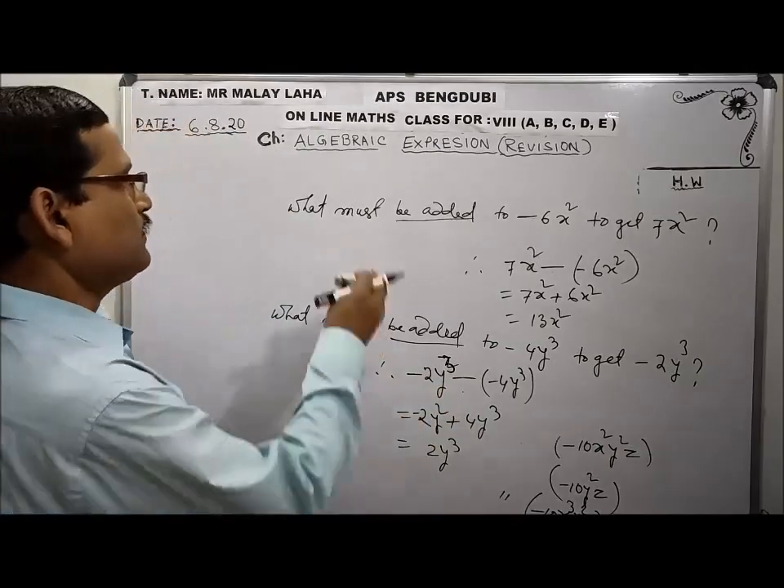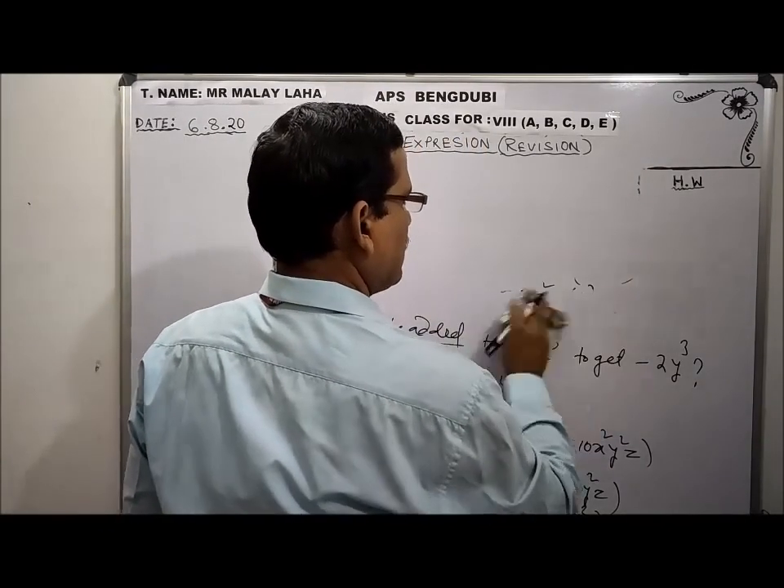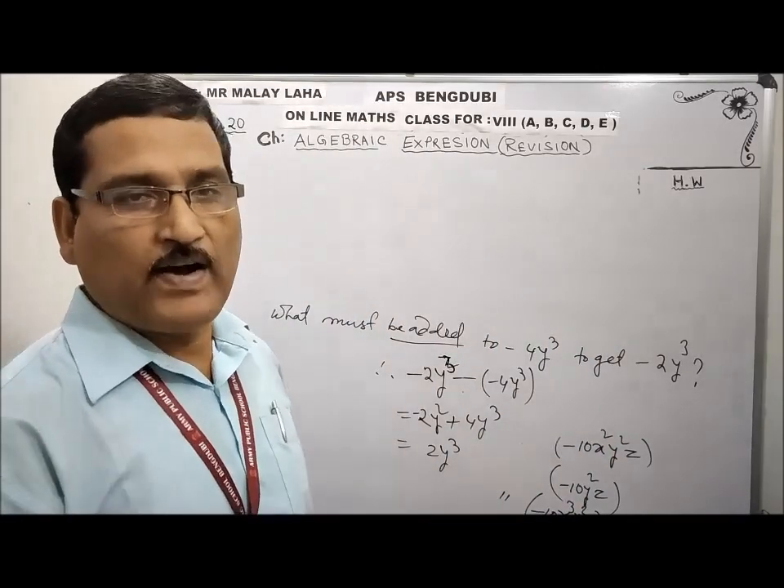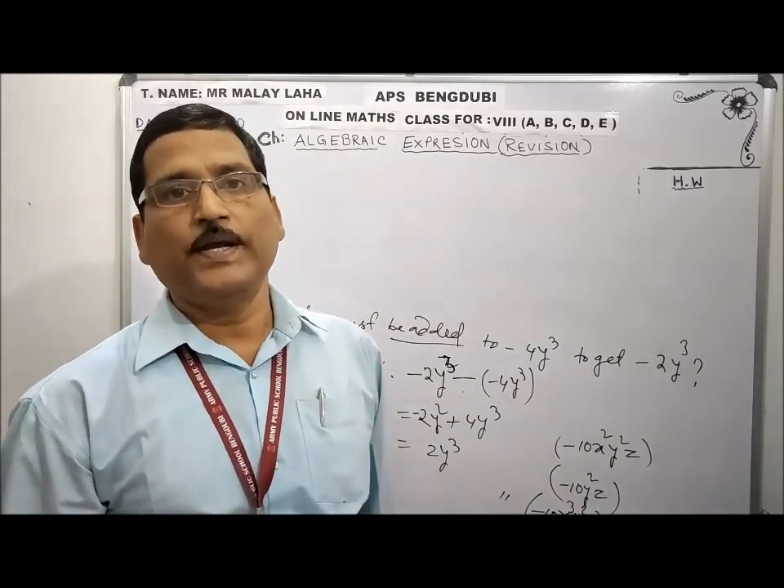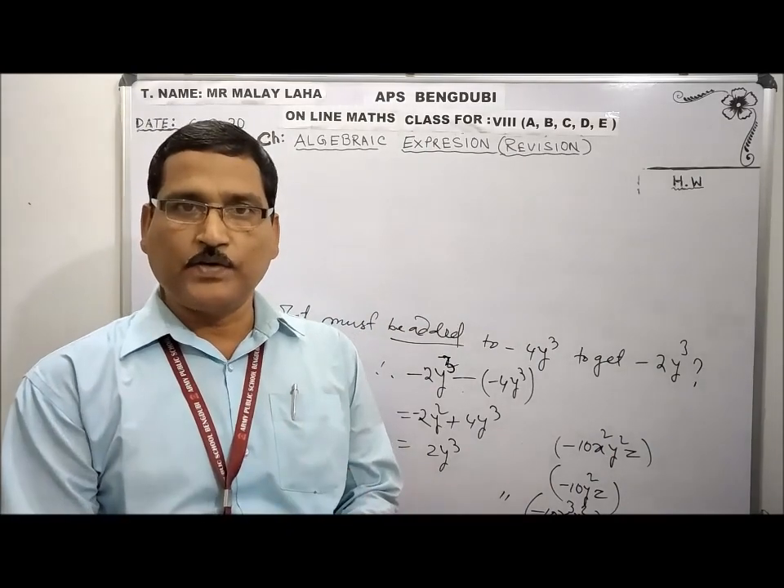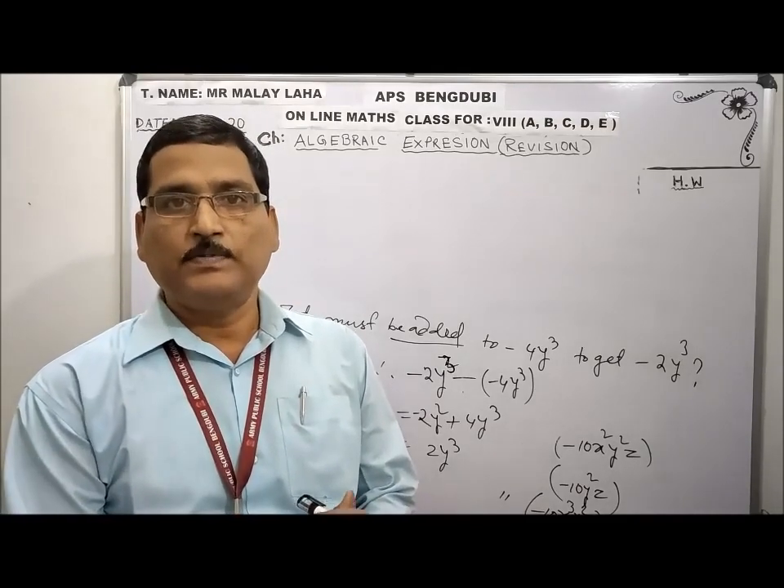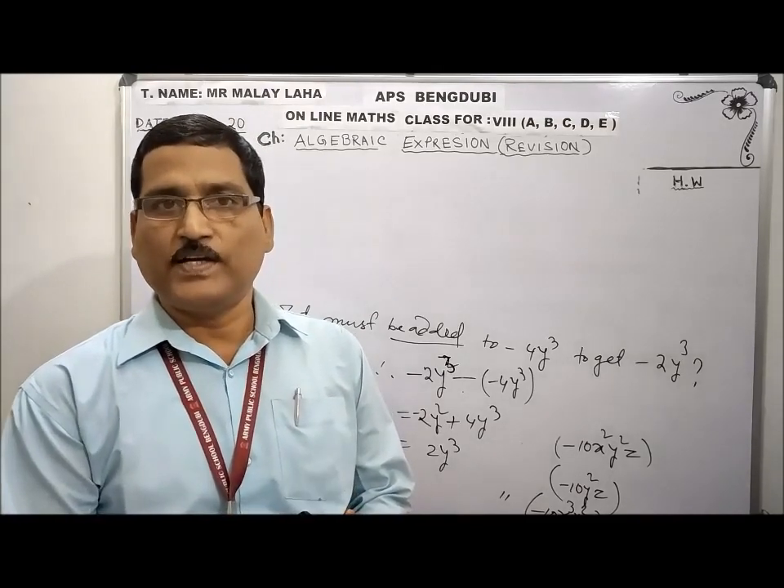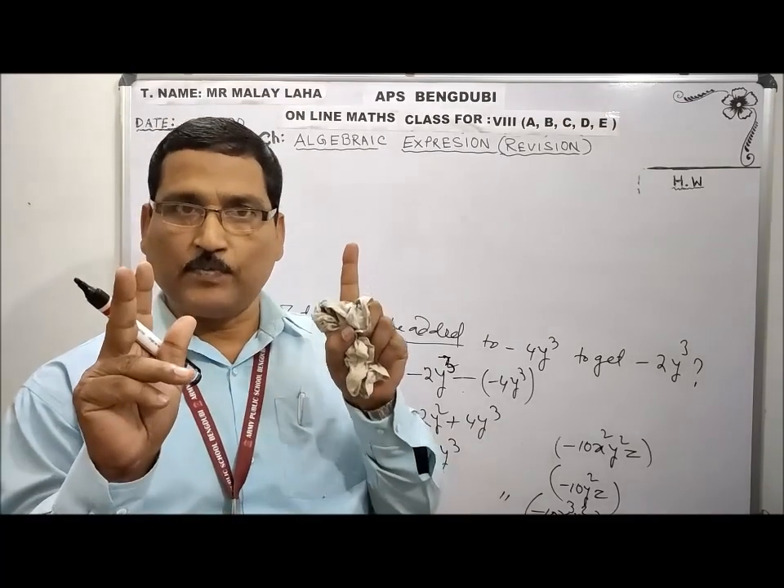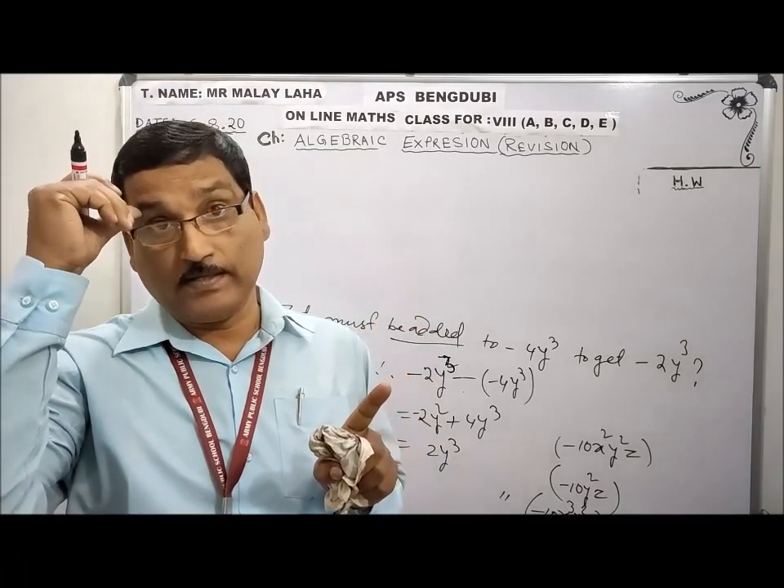Now the same question, a little different. Instead of addition, I am asking you subtraction. What must be subtracted from 5y cube to get 2y cube? Two parts I have given, 5y cube and 2y cube. What to do? Which one will you write first, and which one second?